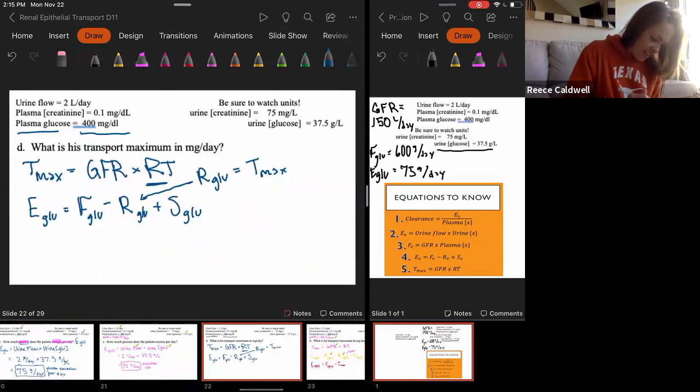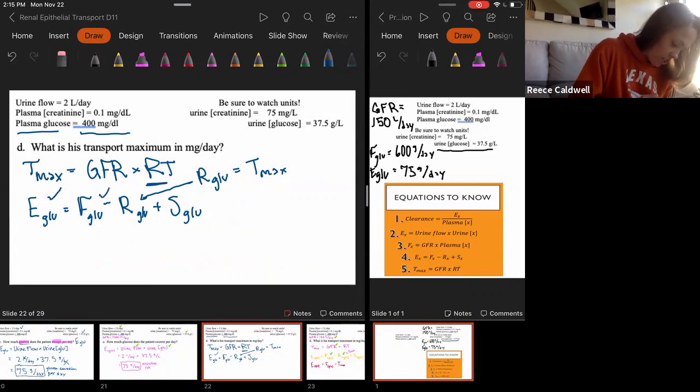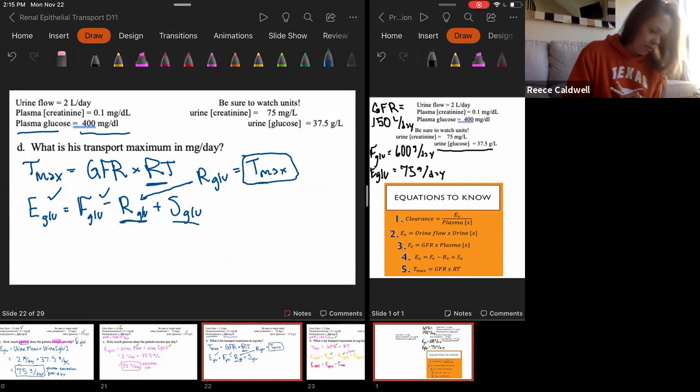So when we return to this, what we see is that we have our excretion rate of glucose. We have our filtration rate of glucose. We need to solve for Tmax because we do not have the reabsorption rate of glucose. And then we're left with secretion of glucose.